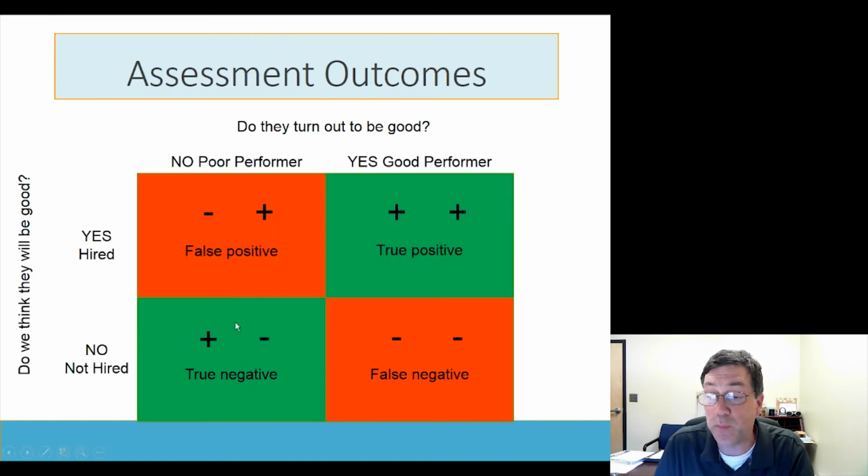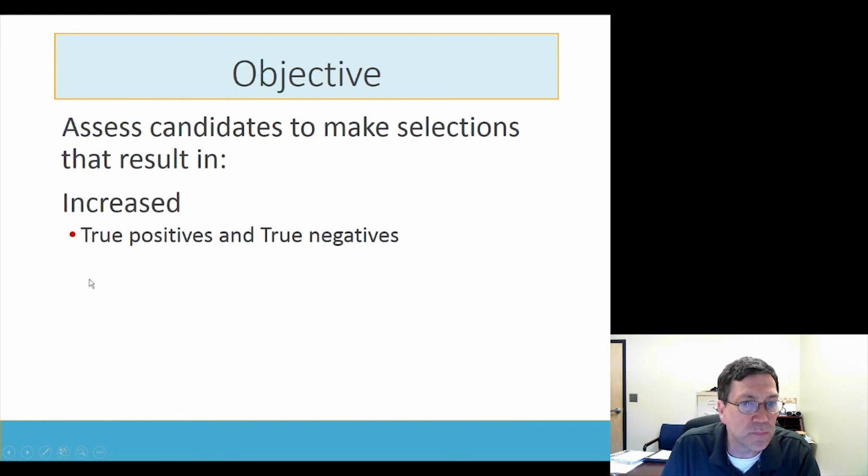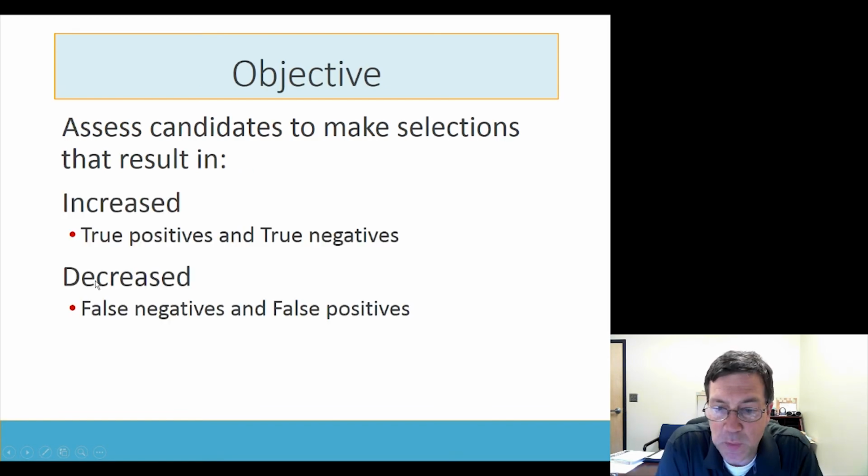We want to have a better assessment of who's going to be good and who's going to be bad. When we think they're going to be good, we want them to turn out to be good. When we think they're going to be bad, we want them to actually turn out to be bad. So we want more true positives, more true negatives, and fewer false negatives and false positives. Remember that the false negative is somebody that we thought wouldn't work out, but really they would have. And we want to hire the people that are going to work out. The false positive is the people that we thought would be good and they turned out to be bad. We don't want either one of those circumstances to occur.